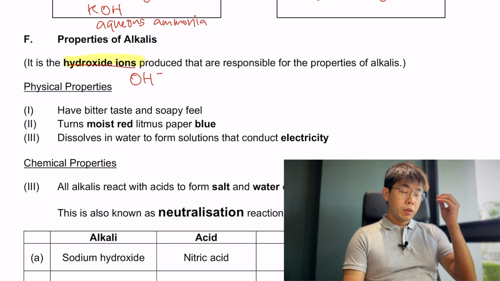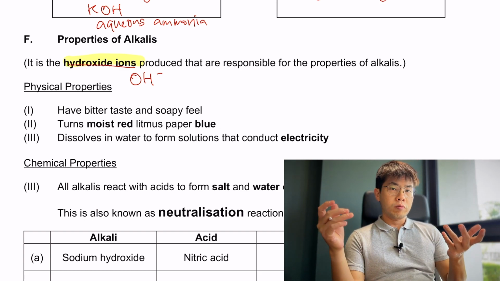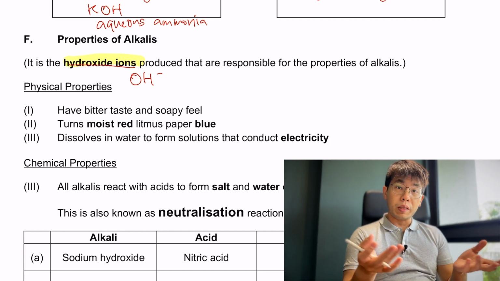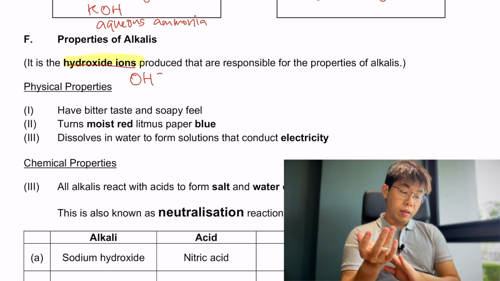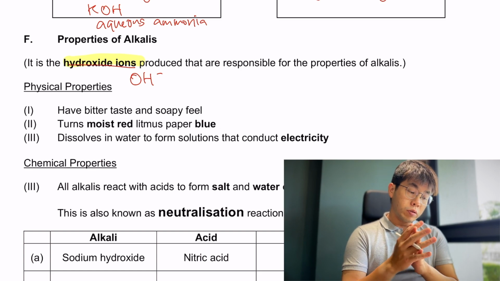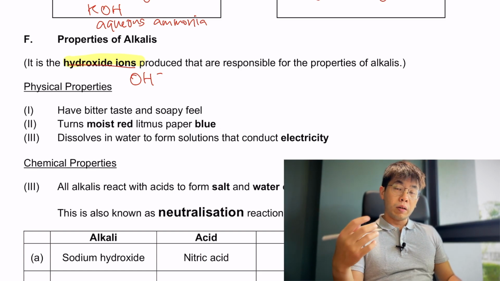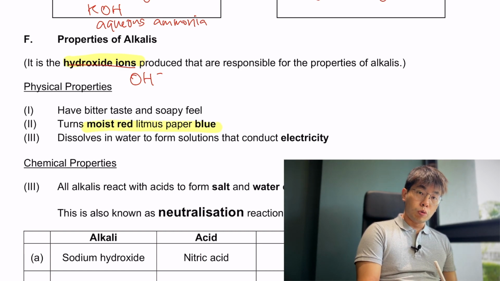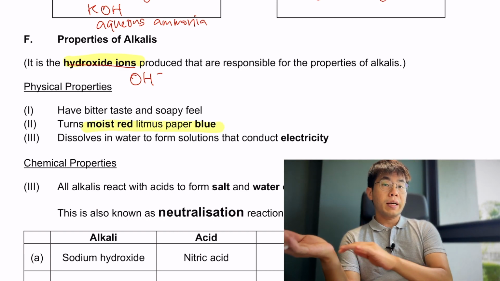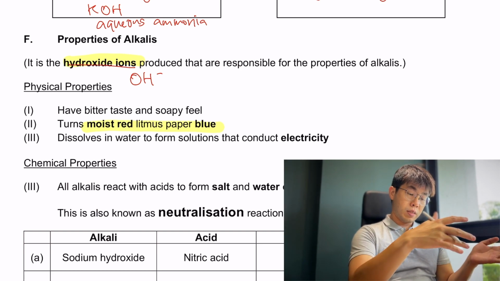Alkalis are actually found in our daily lives quite a bit, and generally a lot of soap contains alkali. So alkalis have a soapy feel and a bitter taste, and alkalis also turn moist red litmus paper blue. So blue is for the alkalis and red is for the acids.